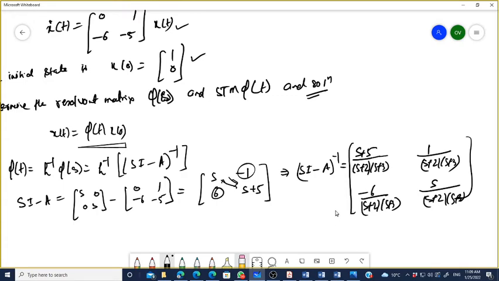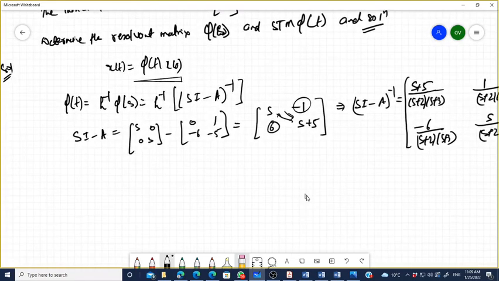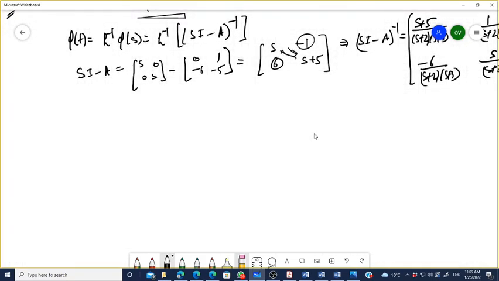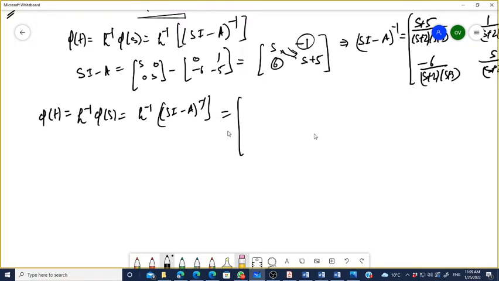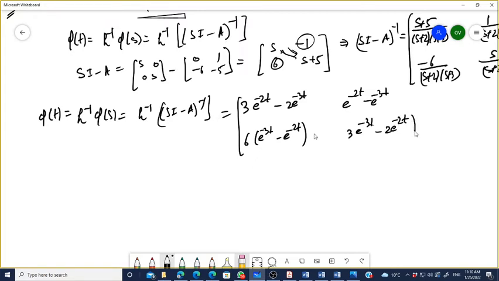Finally, you can calculate the Laplace inverse of this function using partial fractions. Phi t is nothing but the Laplace inverse of phi s, or the Laplace inverse of (sI minus A) inverse. When you solve with partial fractions, it comes: 3e^(-2t) minus 2e^(-3t), e^(-2t) minus e^(-3t), 6e^(-3t) minus 6e^(-2t), and 3e^(-3t) minus 2e^(-2t). This is phi t.